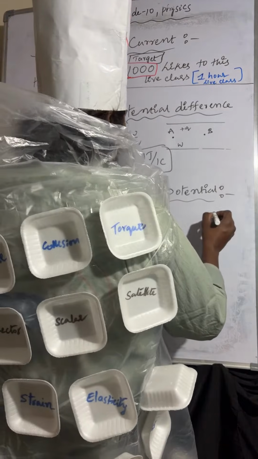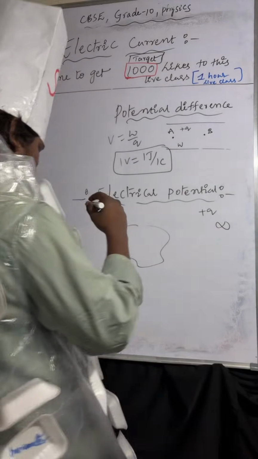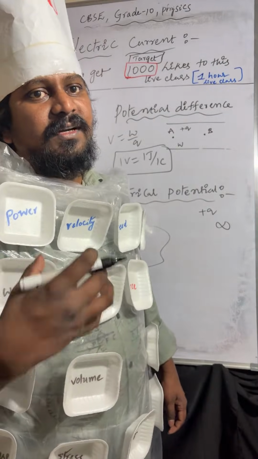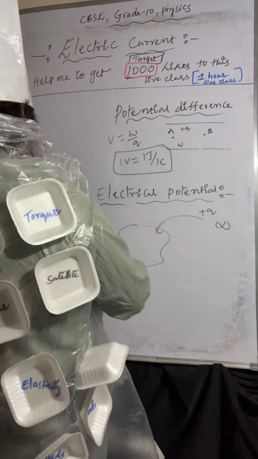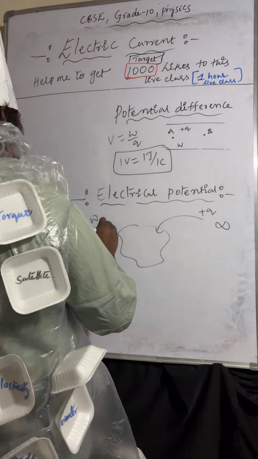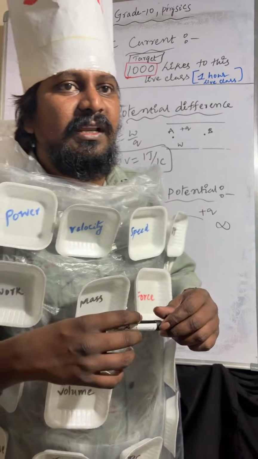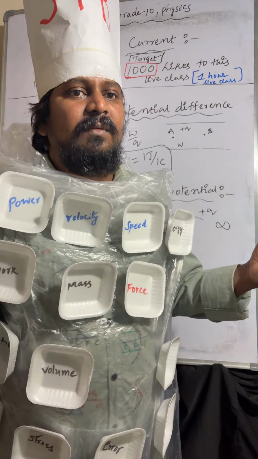So I am taking this positive charge. It is at infinity. This is the required field. So we are doing some work to bring unit positive charge from infinity to the required field. So V equal to W by Q. That is electrical potential. Understood or not?